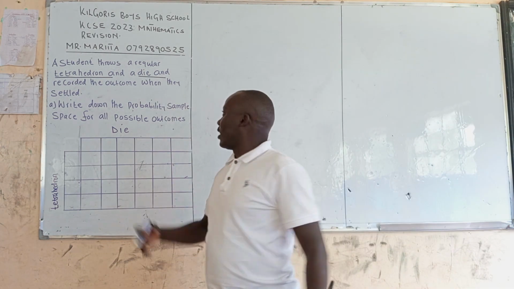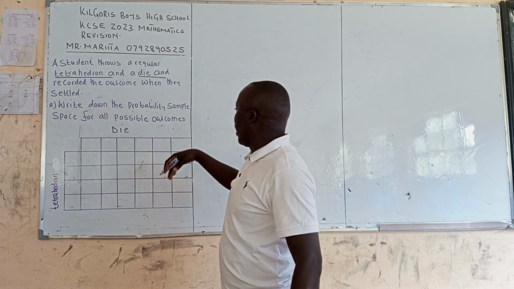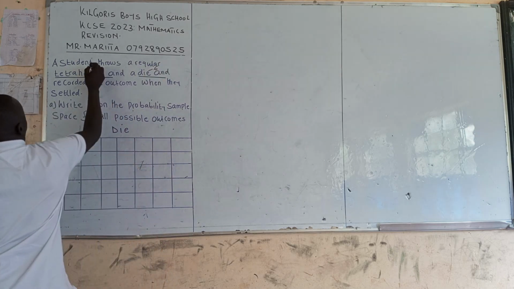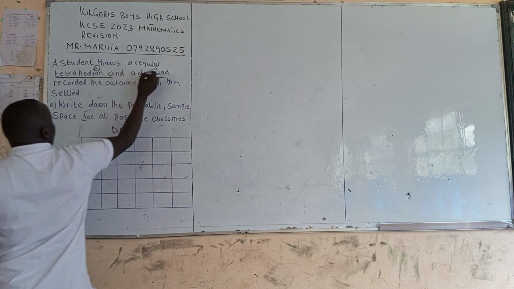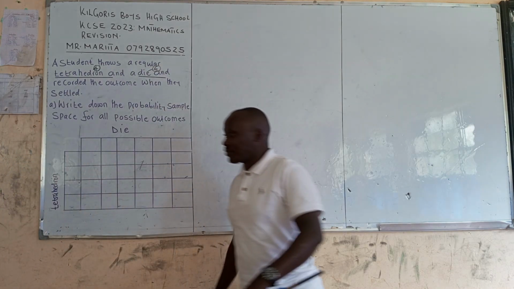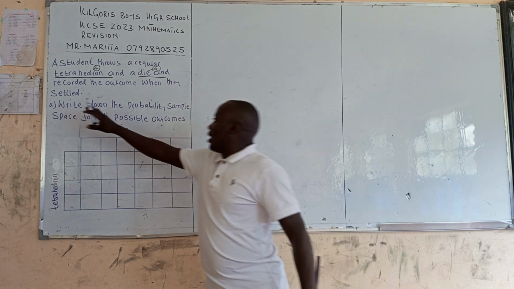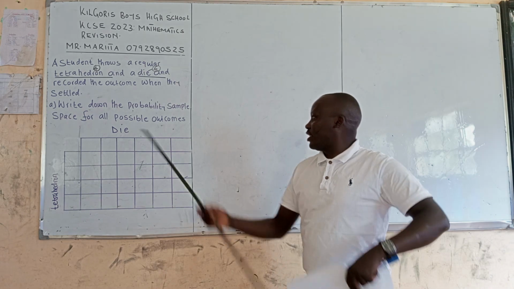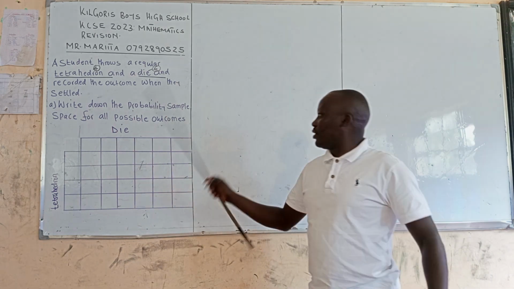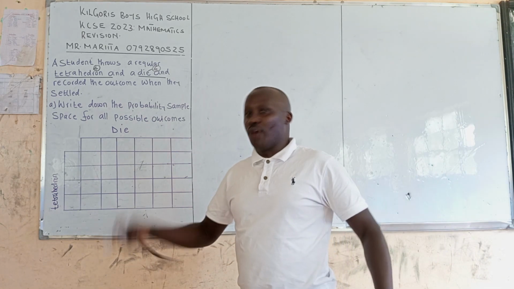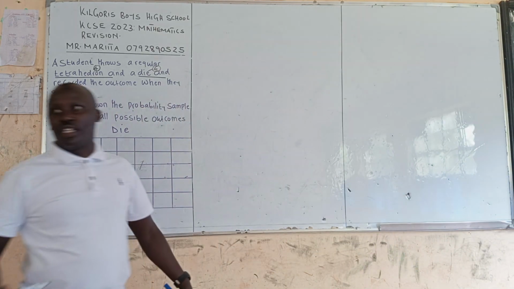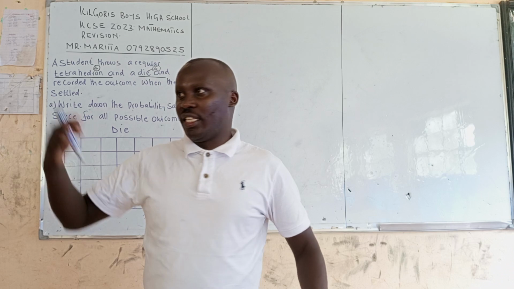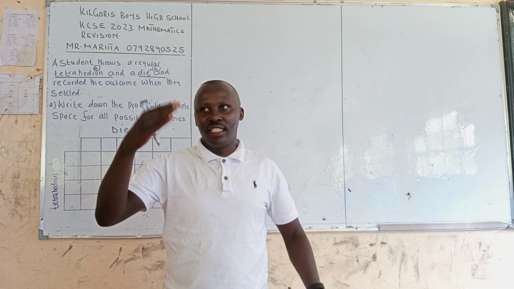What you need to understand here is that a die normally has 6 sides, and a tetrahedron has 4 sides. So what is the first question? Write down the probability sample space for all of the possible outcomes. Here we have two things: a die and a tetrahedron. A tetrahedron has 4 sides, and a die has 6 sides.